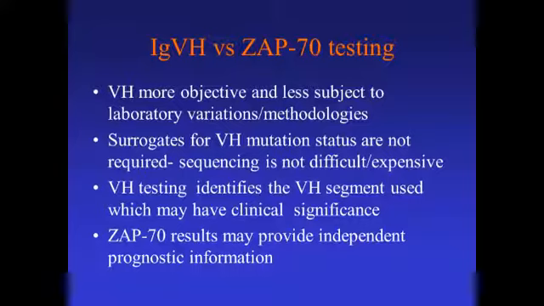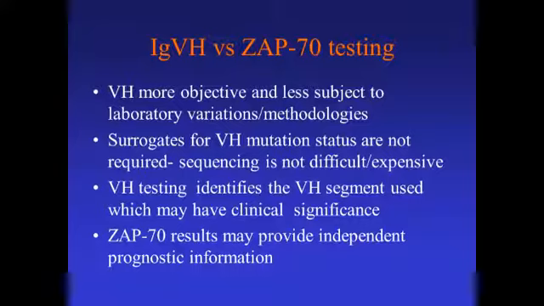In any case, just comparing ZAP70 versus IgVH testing, the nice thing about immunoglobulin gene analysis is it's less subjective. You just have to count mutations. And the problem, as I've said, with ZAP70 is that there's a lot of variability among different labs, and you can't really believe what's out there. It's really a mess. And the other problem is that surrogates for VH gene mutational status are really not required now.